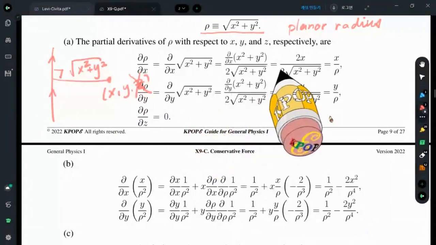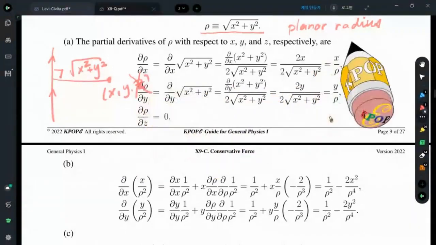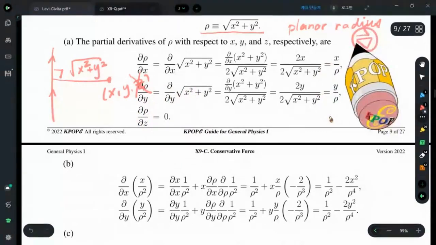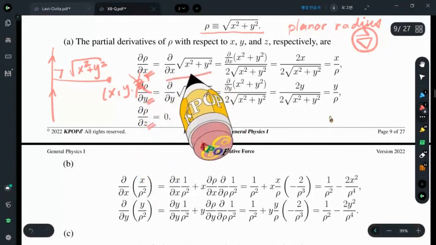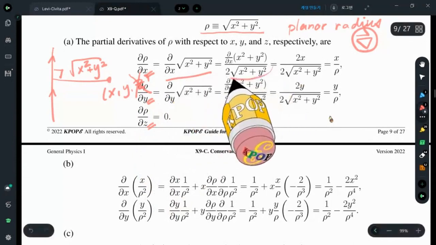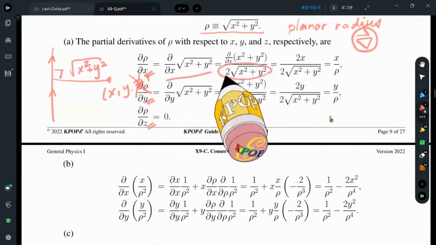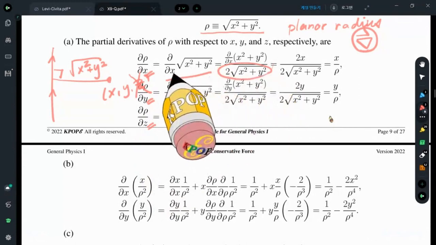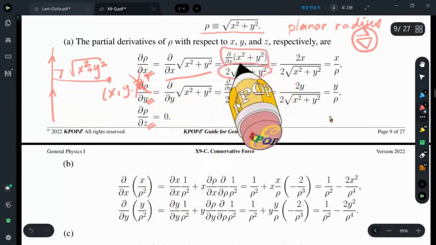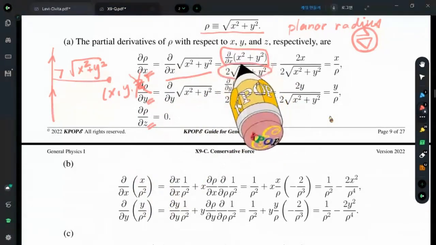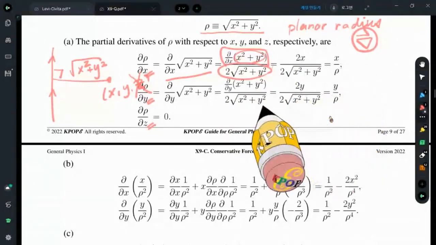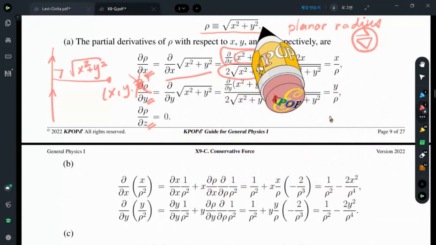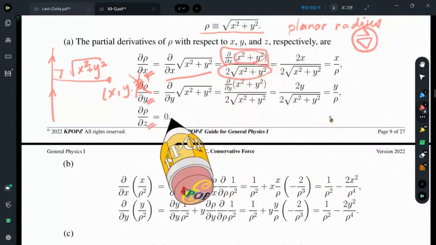Anyway, we need to compute the gradient. So we need to find the partial derivatives with respect to x, y, and z. Now you know how to compute this using the chain rule. The derivative of the square root of something is 1 over 2 times the square root of something, and we apply the chain rule to find the x derivative of something, that is 2x. So x over rho, y over rho, and because it is independent of z, the z derivative vanishes.